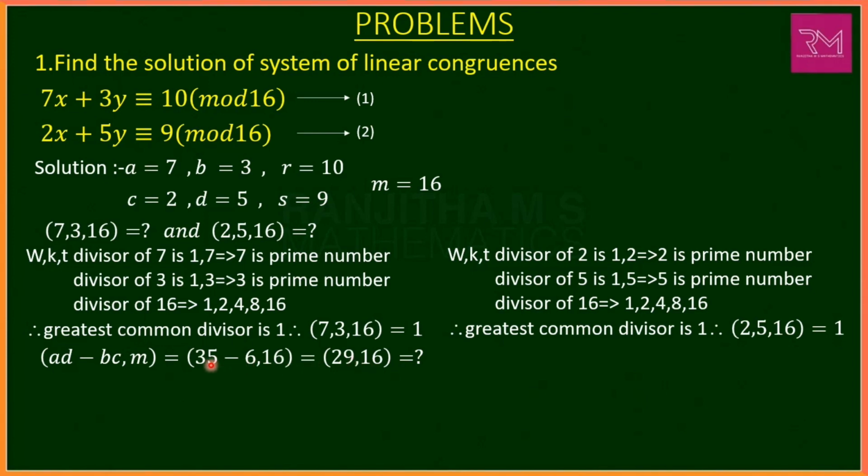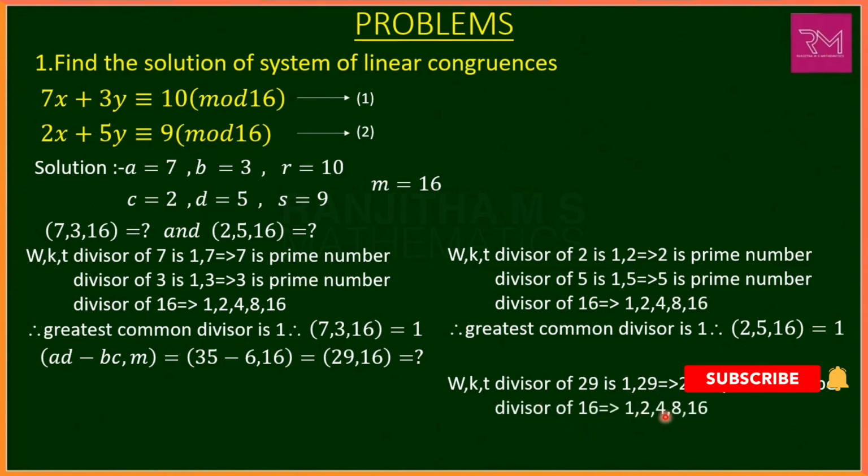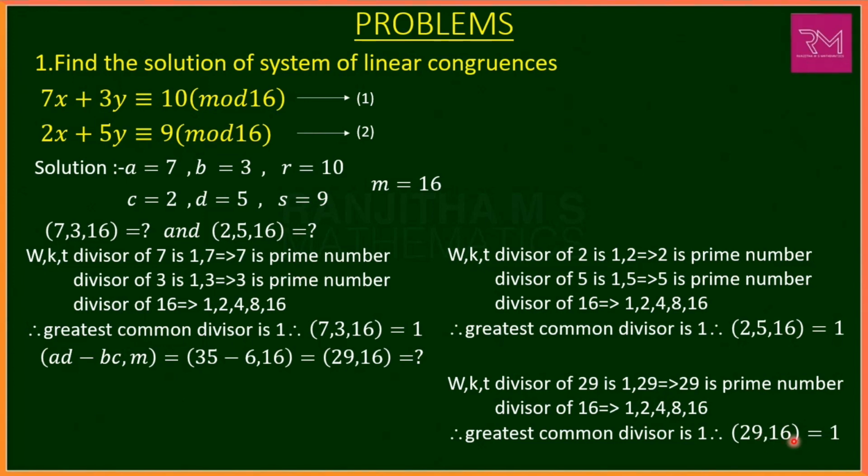Here 35 minus 6 is 29. So, we have to find the GCD of 29 and 16. That is, we have to find the divisors of 29 and 16. We know that the divisors of 29 are 1 and 29 because 29 is also a prime number. The divisors of a prime number are the number 1 and the number itself. Therefore, the divisors of 29 are 1 and 29. Similarly, the divisors of 16 are 1, 2, 4, 8, 16. Among these two, first we find the common divisor. Here, 1 is a common divisor in both. Therefore, we can conclude that the greatest common divisor of 29 and 16 is equal to 1. Therefore, we have shown that the GCD of AD minus BC, m is also equal to 1.